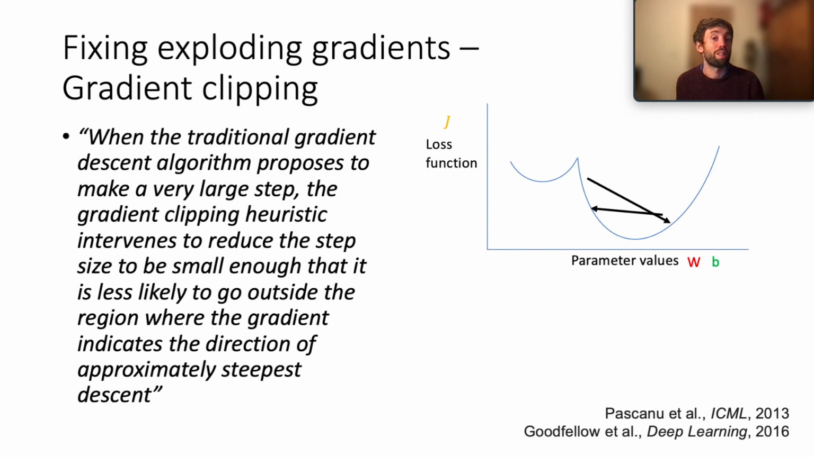So what the proponents of gradient clipping suggest is that when regular gradient descent proposes a very large step, very large change to the parameters, we then reduce the step size to make it less likely to overshoot this local minima. And we can see here an example. If we have an accurate estimate of the direction of the gradient and we reduce the step size, well, we may be more likely to fix this problem.